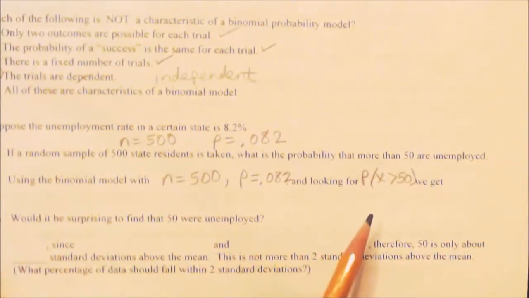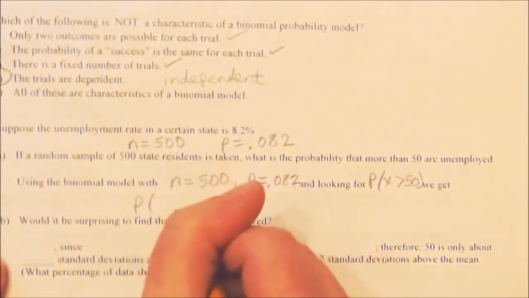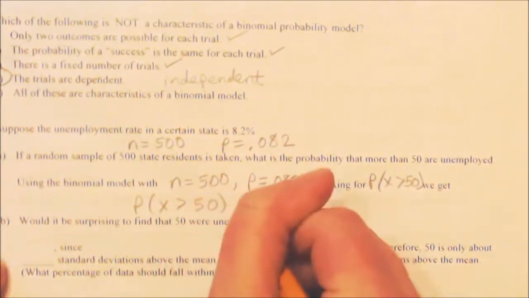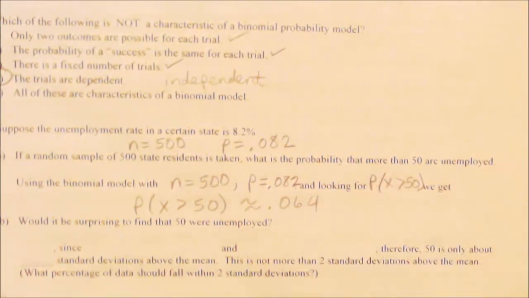So if we go into StatCrunch and we put this information in, the probability that we get more than 50 residents who are unemployed is about 0.064, I believe. Let me just double check that. 0.064. Check it and just make sure you get the same thing. We want greater than, not greater than or equal to. Make sure you pick the right thing for that. 50, and I'm getting 0.064. Yeah, I'm getting the same thing. So that should be the answer you get when you put that into StatCrunch.